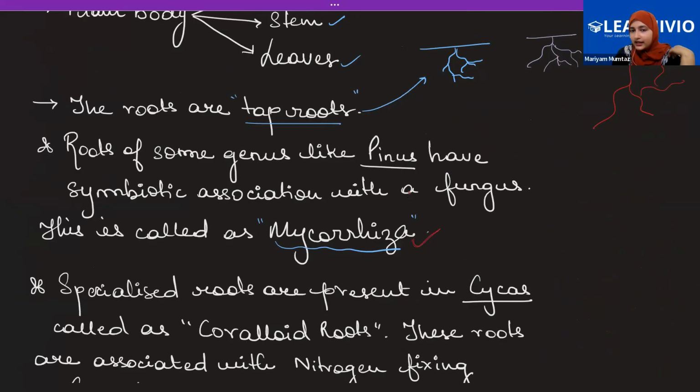So in this mycorrhiza, the fungus provides the nutrients to the pinus, and then the pinus, with the help of those nutrients, makes the food and provides it to the fungus. So both of them are benefiting from each other, and this is what we call a symbiotic association. So the name of their association is not any single organism. When they are associated together, that is called mycorrhiza. Clear?